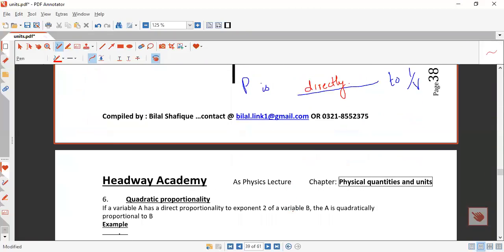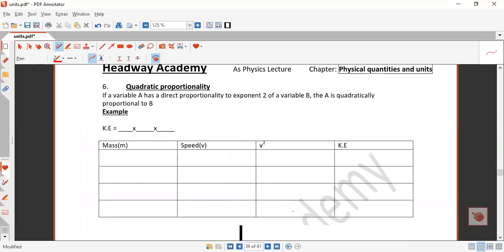Okay, let's go further. Students, the next relationship, you won't find this relationship written in any book, but this is asked in exams. So be very, very careful in understanding it. And if you don't understand anything, you just stop me right there and ask me to re-explain, okay?